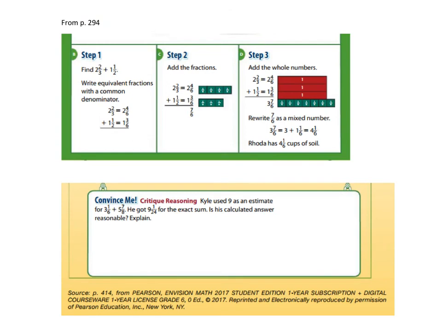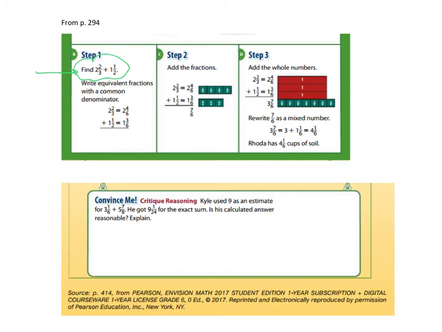Now this problem is from your book, from page 294. So you can look at a word problem situation that is from a 6th grade book. And that situation has you basically working with these mixed numbers. So I'm going to look at step 1. And you can go ahead and read page 294, look at what that problem is, and then we're going to eventually solve the convince me. So pause it and read through these steps and try the convince me.